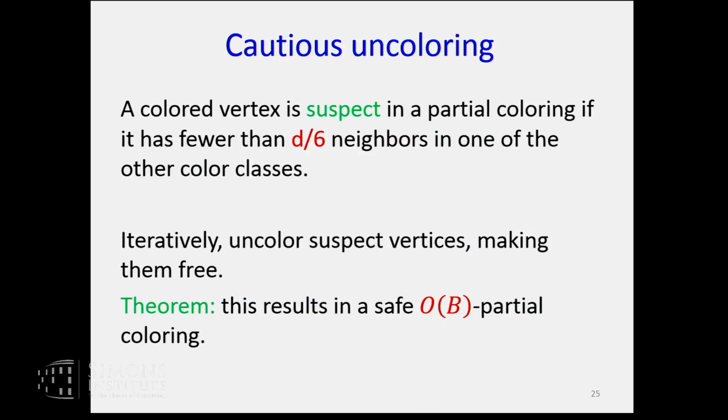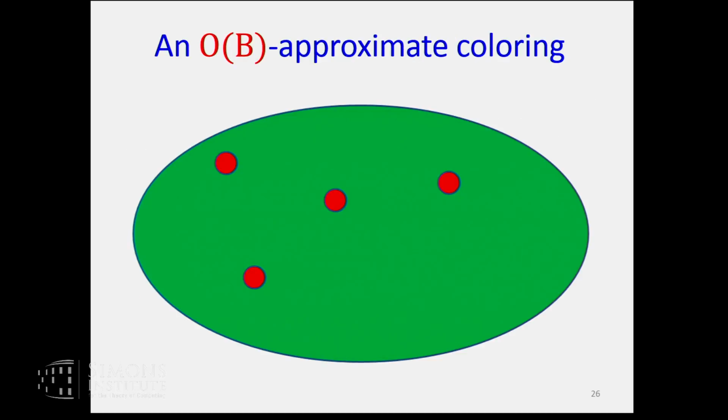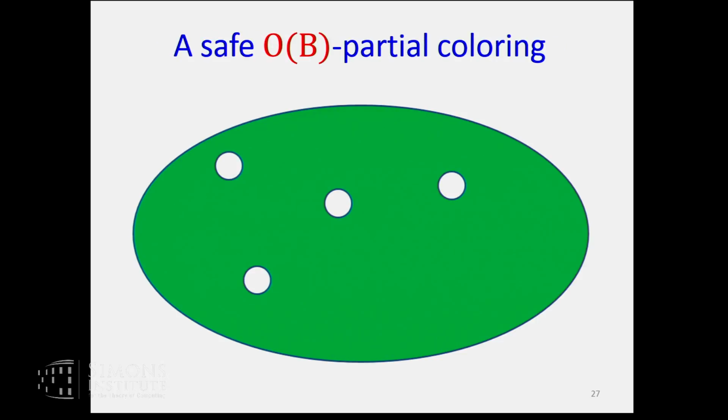The next step is the cautious uncoloring. We suspect that something is wrong with a vertex if it has fewer than d over 6 neighbors in one of the other classes. So maybe it should have been in the other class because there are only a few neighbors in that other color class. We're not sure about it, so we simply uncolor it. Now it has no color, it becomes free. And the theorem says that we don't need to do it for too many vertices, and once we do it, the coloring that remains is safe. Every vertex that still maintains its color, it's because it has exactly the same color as in the planted coloring. That's the only reason why a vertex maintained its color, and almost all vertices did it. So we start this stage with an approximate coloring, and we do some uncoloring, so some vertices lost their color, and everything else is colored exactly according to the planted coloring.